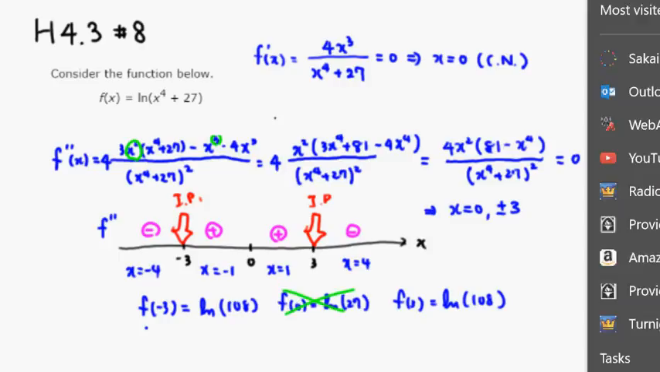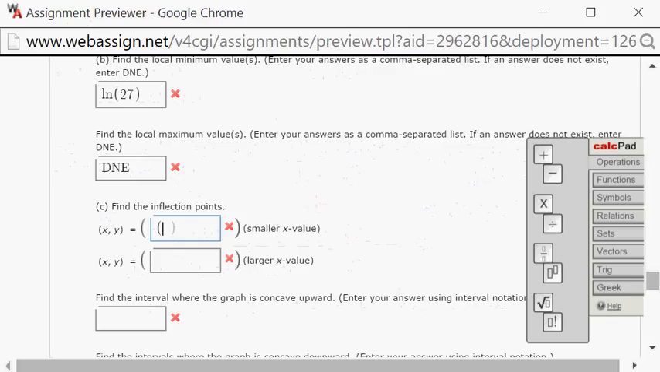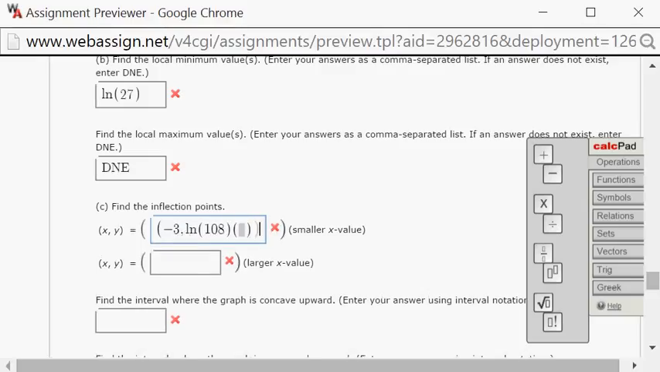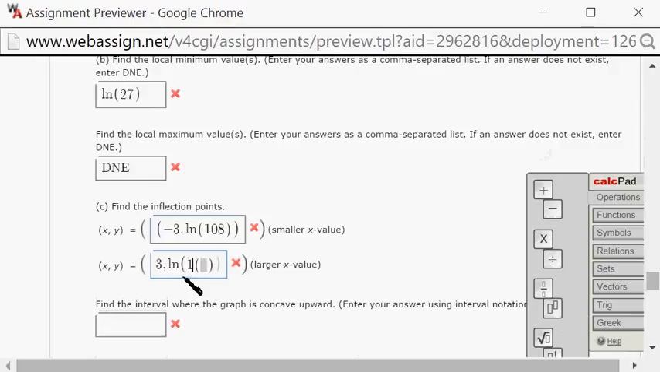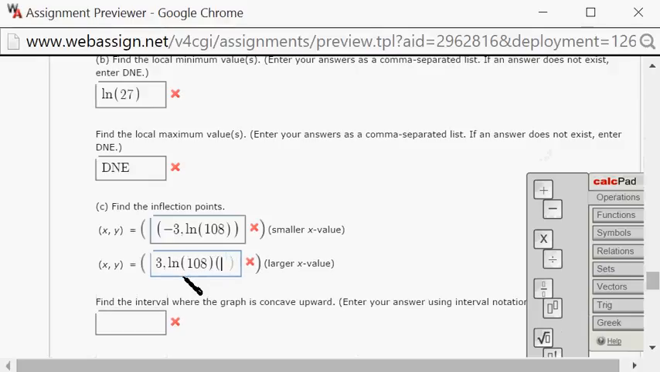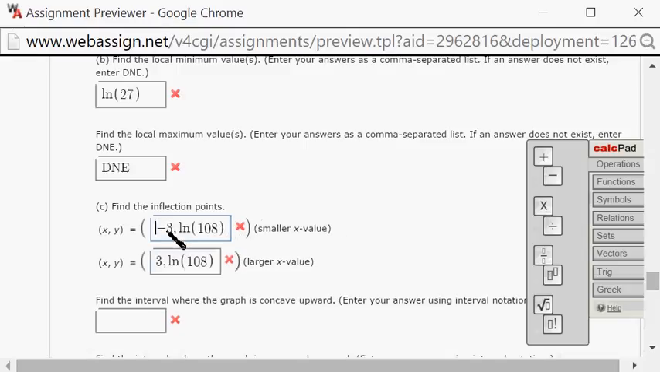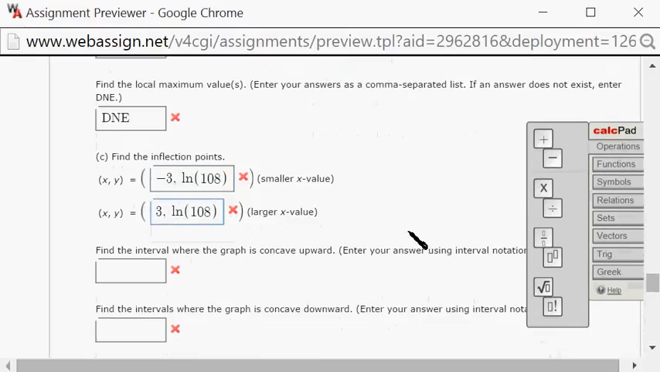Alright, so we have inflection points. It's going to be -3, natural log of 108. And the other one is positive 3, natural log of 108. Alright, so we have that, and I don't need the parentheses there. This will make it a little bit better.